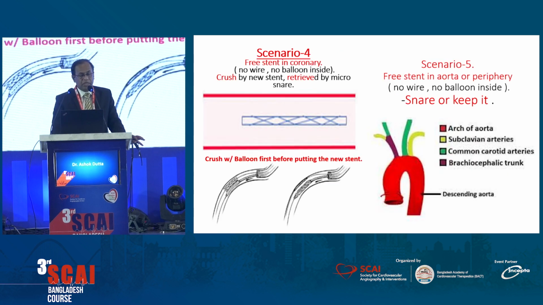Scenario 4 may be that the stent is inside the coronary artery, but there is no balloon and no wire inside. In that circumstance, it is better to crush the stent first with a balloon, then put a stent over it, especially if the patient is not hemodynamically stable. And scenario 5, sometimes the stent may be lost inside the aorta, either hanging from the ostium of the right coronary or from the left side. In that case, snaring is the best way to remove it.